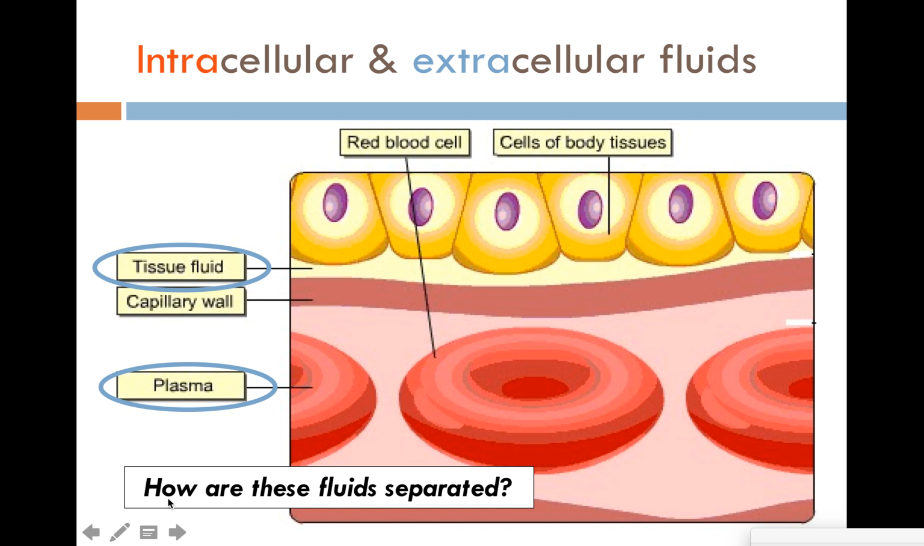And this question here asks, how are these fluids separated? And this is really important. They're separated by plasma membranes. So what we see on the outside of this cell here, and also outside the body cells are plasma membranes, fluid mosaic model plasma membranes. So they have receptors, they have protein channels, and they're able to select which molecules are able to enter the cell and control which molecules are leaving the cell as well.